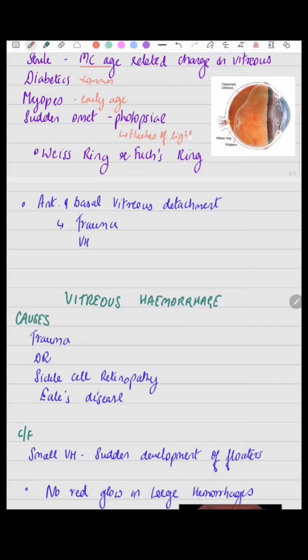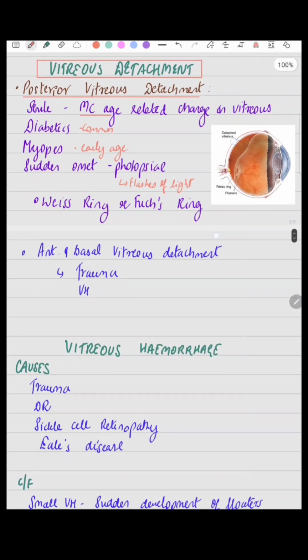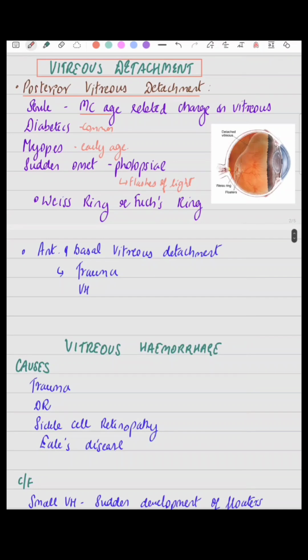That is because of the traction here. Because of the traction on the vitreoretinal attachment, it irritates the retina, causing it to discharge electrical impulses, which are interpreted by the brain as flashes. Flashes of light is a condition characterized by perceiving a sensation of flickering of light. It is also called photopsia.